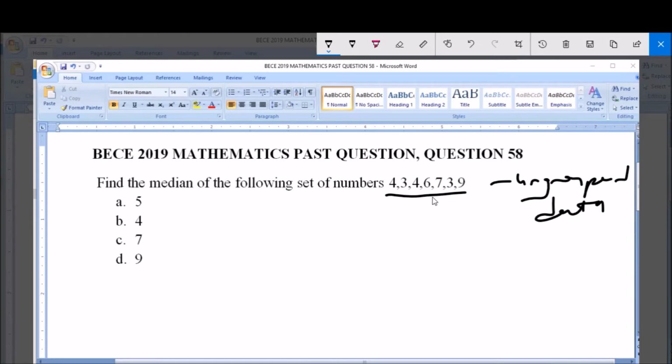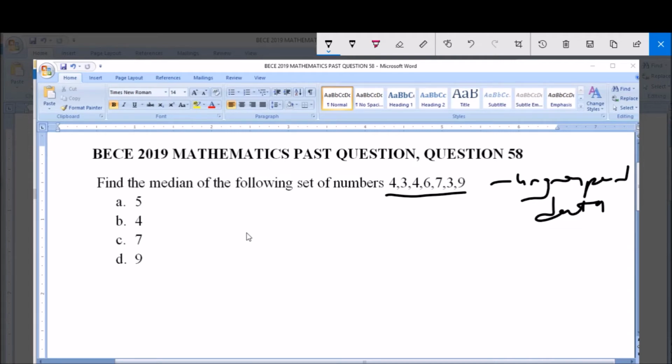For you to find the median of an ungrouped data, you have to arrange these numbers from the lowest to the highest. That is, you must arrange them in an orderly manner. You can see the numbers are scattered because 4 is greater than 3, 3 is less than 4, so you have to arrange these numbers in an orderly manner. Now let's go. We have to arrange these numbers in an orderly manner for us to find the median.